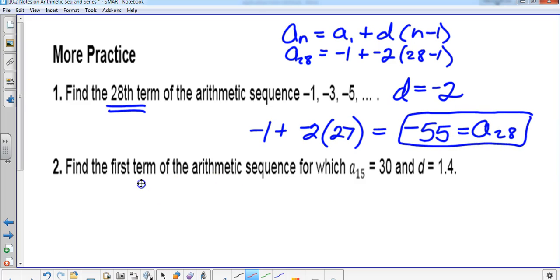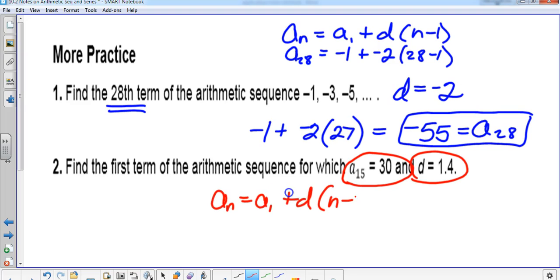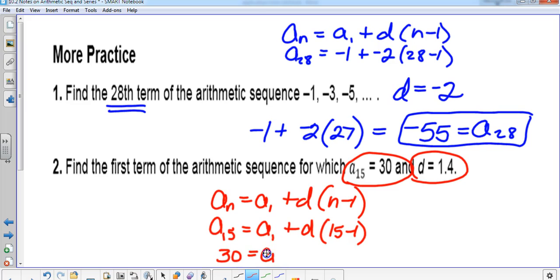All right, find the first term of the arithmetic sequence for which the 15th term is 30 and the difference is 1.4. We could do this without a formula. I'm just going to write it down for those of you who struggle. The 15th term is the first term plus the difference 15 minus 1 times. So 30 is the first term plus 1.4 14 times. So if we do 14 times 1.4 and subtract from 30, we get back to the first term.